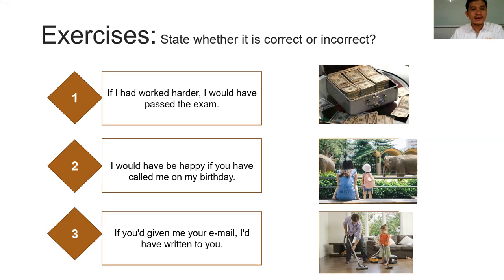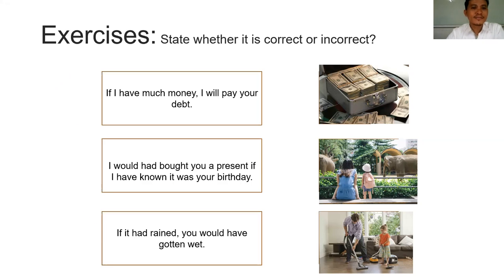Okay, one more. This one. Number 1. This is not to state correct or incorrect, but you need to change this sentence into verb 3. Sorry. Please change this sentence into conditional sentence type 3. Number 1, who will answer? Amanda.